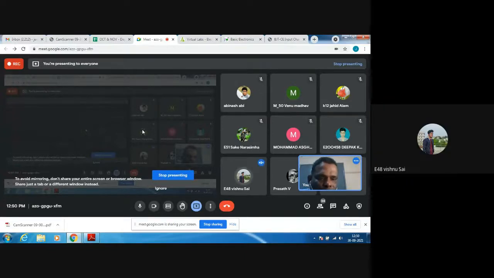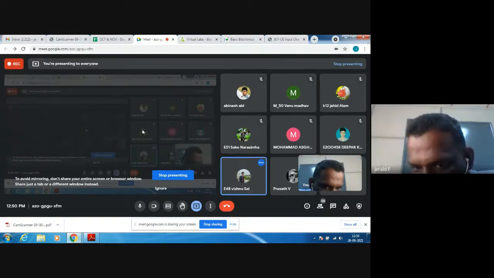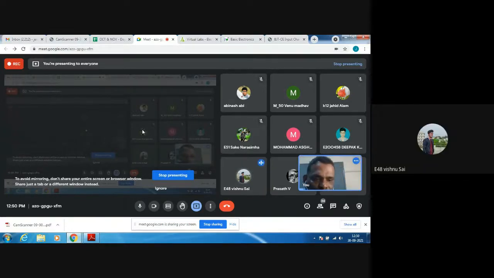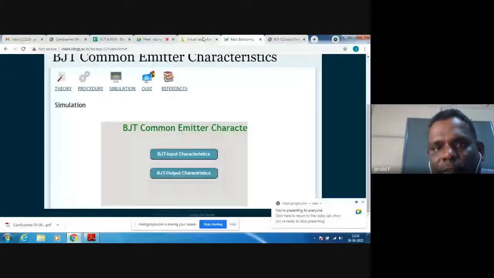Sir, if both values, RH1 and RH2, are the same, how can we get graphs? Vishnu, tell me, what is the problem? RH1 and RH2 are the same values. If we get the same values, how will we get graphs? Not the same value. You can check that value. You can set the input.